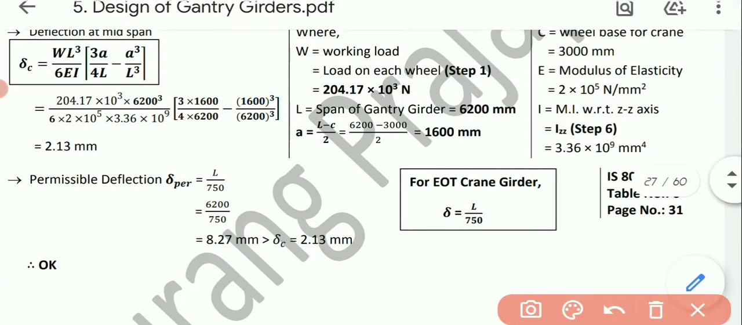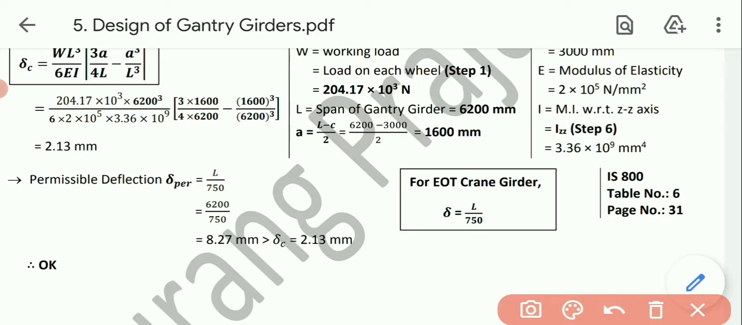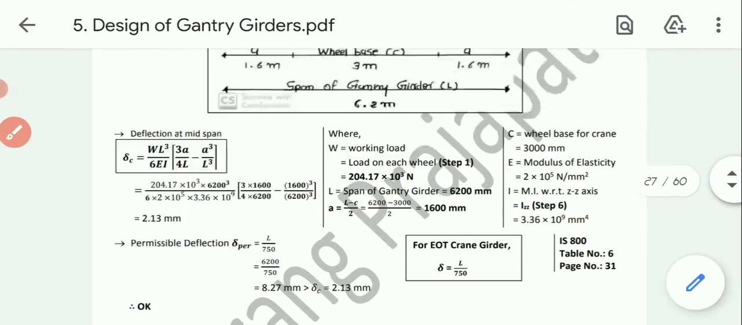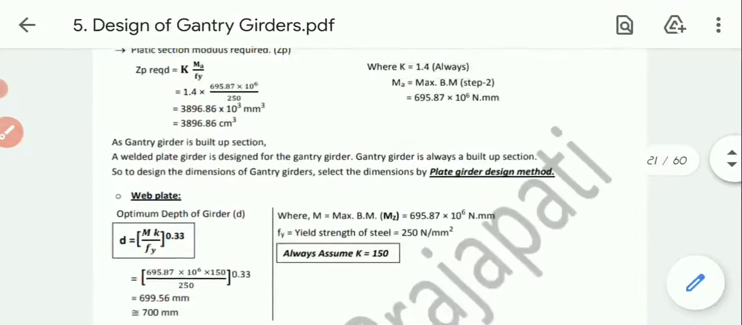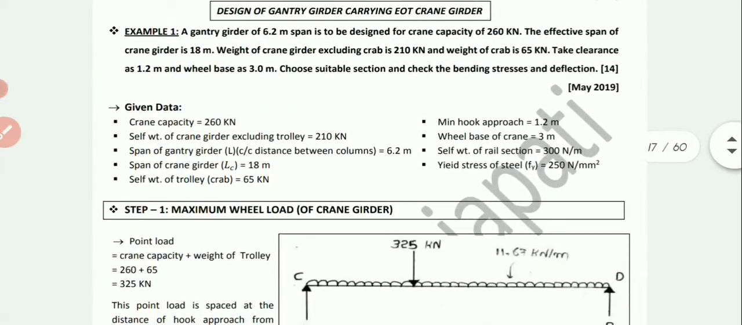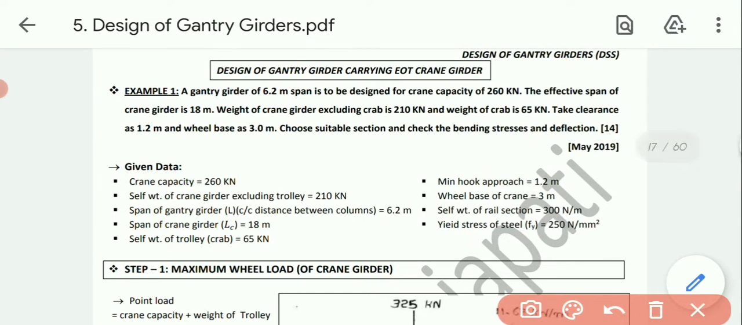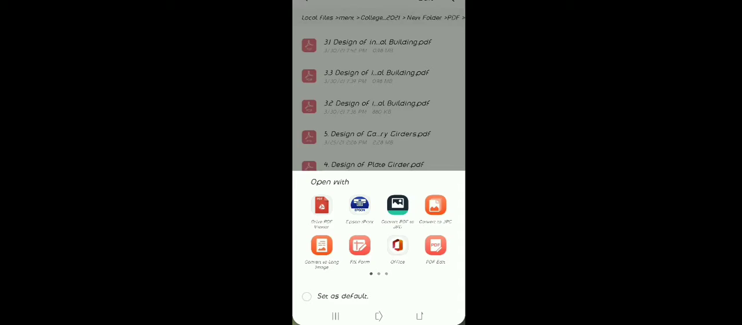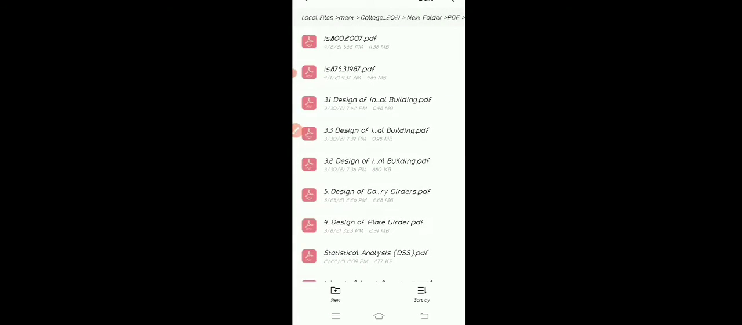Now as we are designing the EOT crane girder, the EOT crane girder is acting on the gantry girder. Its self height is given to us in the data. Capacity will be given to us. See, crane capacity, that is 260 kilonewton. So let's go to the code. In the code, table number 6, page number 31, the deflection criteria are given to us.